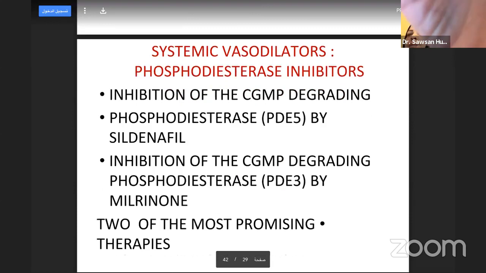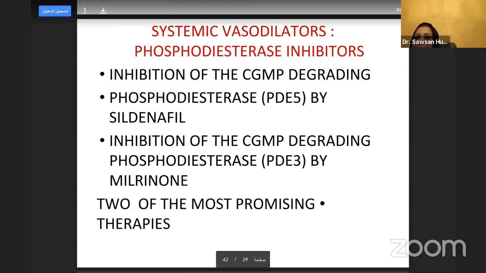We'll move now to the cheaper treatment, the systemic vasodilators or phosphodiesterase inhibitors. Inhibition of what will cause this? It will cause inhibition of the breakdown of cyclic guanosine monophosphate. The names of these vasodilators are sildenafil and milrinone. These two drugs are really promising therapies.